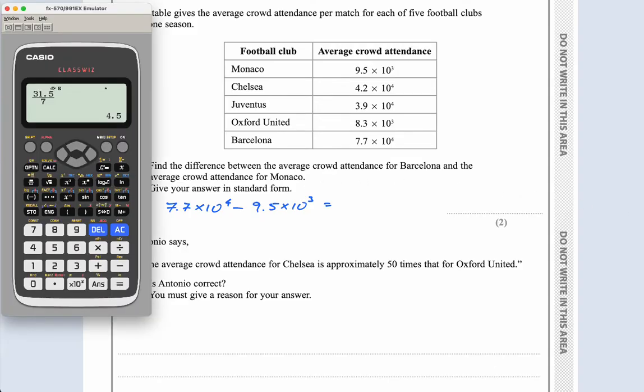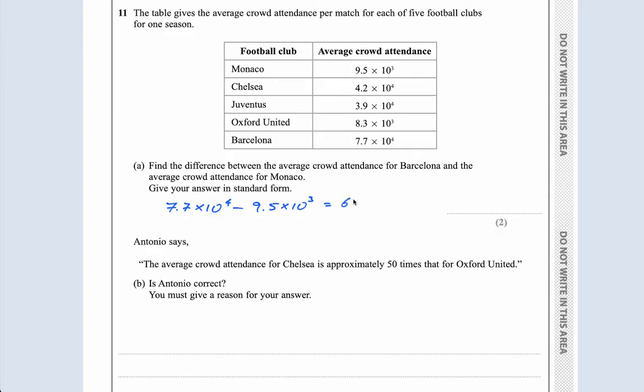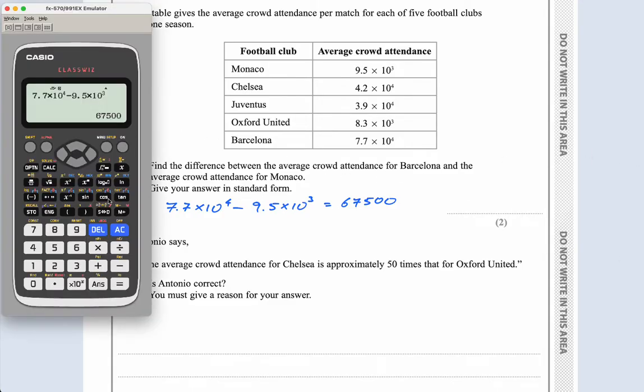But with these calculators, guys, you can just literally write down 7.7 times 10 to the power of 4 minus 9.5 times 10 to the power of 3. And that gives me 67500. But he wants the answer in standard form, so I need to change this to standard form.